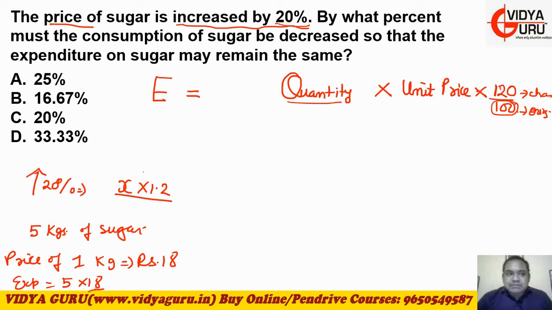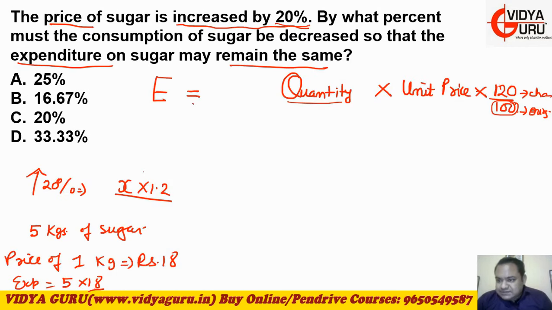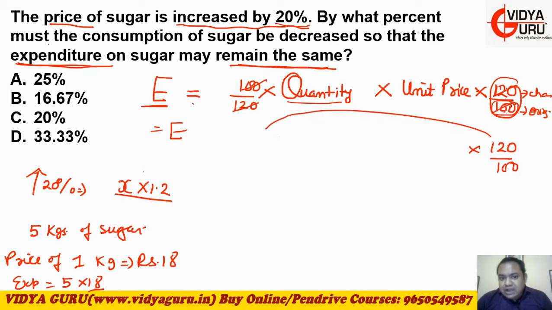The question says by what percentage must the consumption of sugar be decreased so that expenditure remains the same. Expenditure will remain the same. How will it remain? You have just multiplied these numbers. So to cancel the effect of these numbers, if you multiply 100 and 120 here, this 100 will cancel out this 100 and this 120 will cancel out this 120. So expenditure will remain E only. All these numbers will cancel each other out. So that is the meaning of expenditure remaining the same. That means if you multiply here with 120 by 100, it has a counter effect.